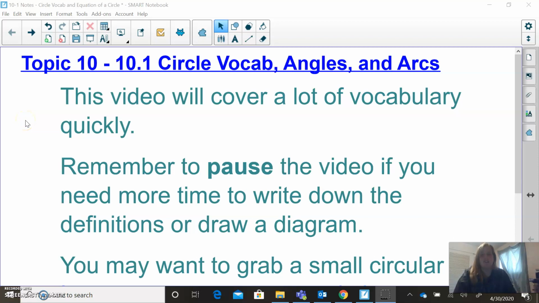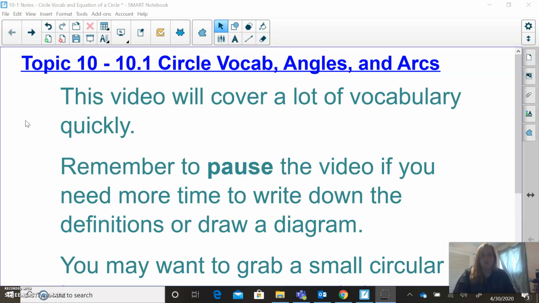Hey guys, so in today's lesson we are going to start our section on circles. Topic 10 is all about circles. This one is going to be a short one. We're going to do 10-1, 10-2, and 10-3. Other than that, we're going to cut it short, okay?